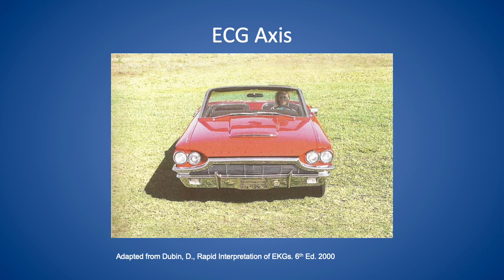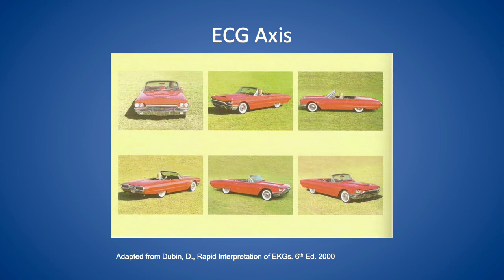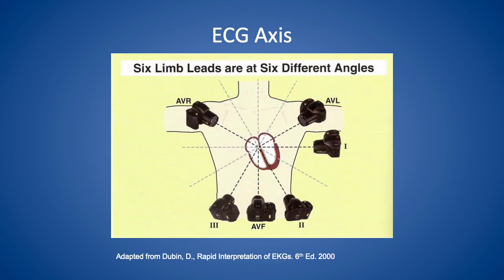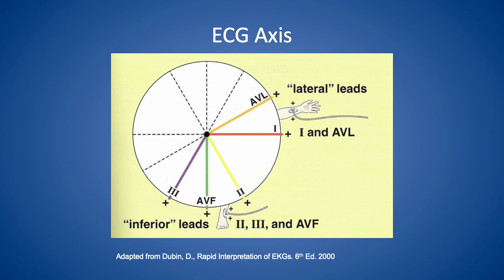And I liked this analogy from Dubin's book, Rapid Interpretation of EKGs. When we look at an ECG axis, really what we're seeing is that there are many different camera views of this car, for example. Although we could see it from one plane, having multiple different planes can give us a much better picture of a 3-dimensional structure. And similarly, those 6 limb leads are really 6 angles looking at that heart and trying to see what that electrical activity looks like.